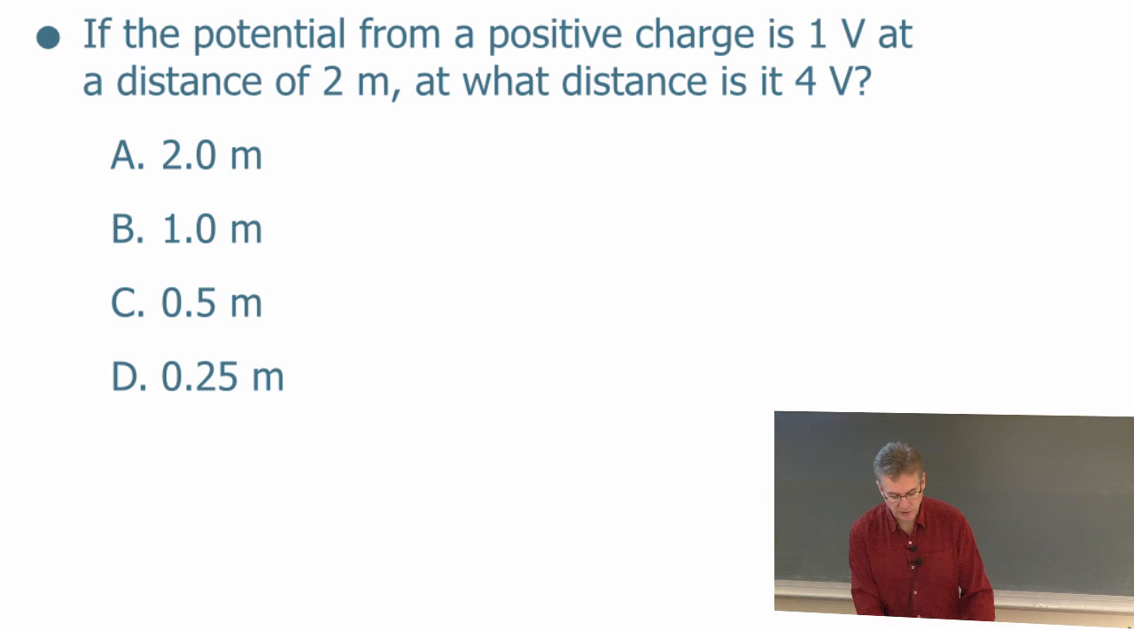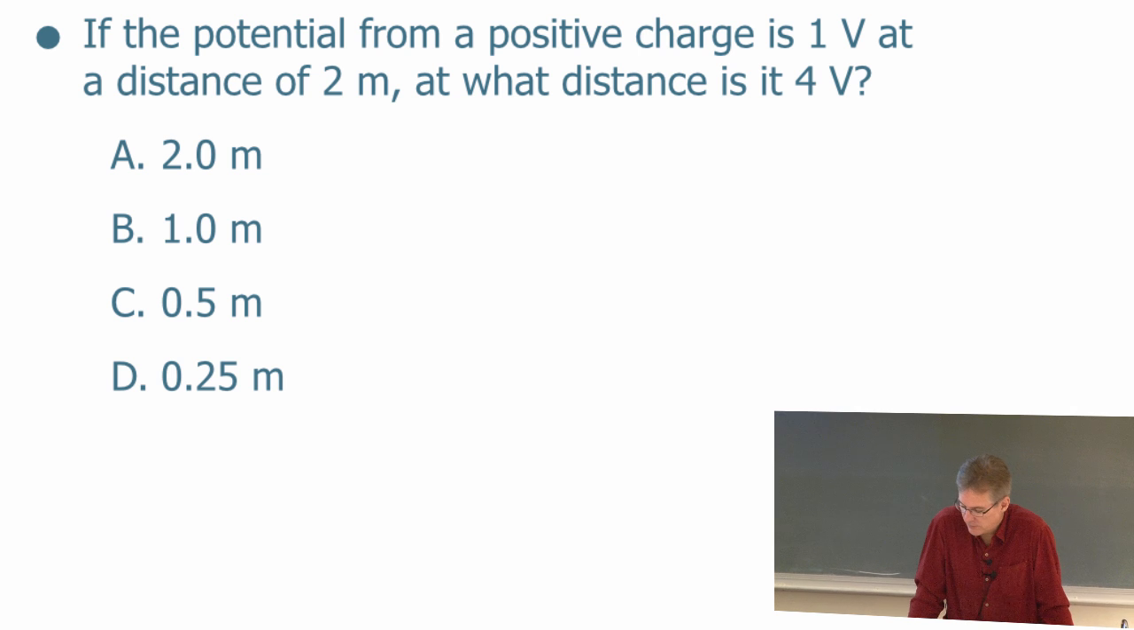So let's do another clicker question. If the potential from a positive charge is 1 volt at a distance of 2 meters, at what distance will it be 4 volts? How close do you have to get to it?